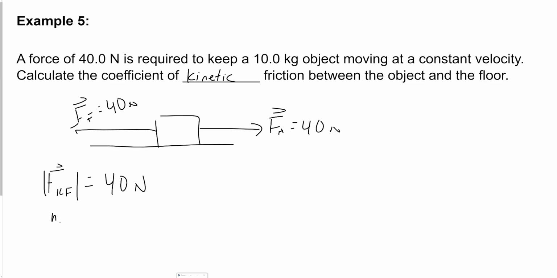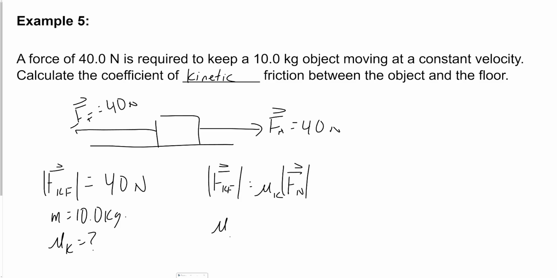My mass is 10 kilograms here. And I'm looking for the coefficient of kinetic friction. That mu, by the way, it's not an M, it's not a U. Kind of looks like an M, kind of looks like a U. It's mu. Sometimes people have a little trouble writing the Greek there. All right, let's say F_KF is equal to mu times the normal force, mu_K times the normal force. And let's rearrange that to solve for mu_K.